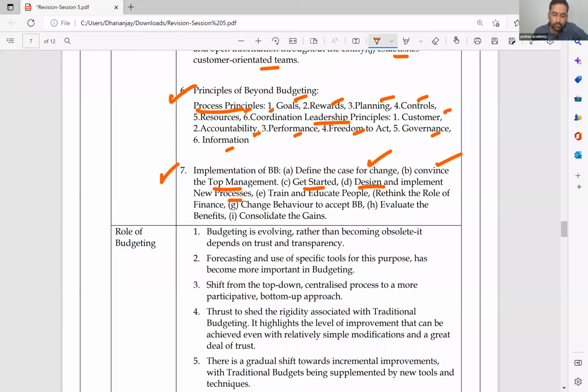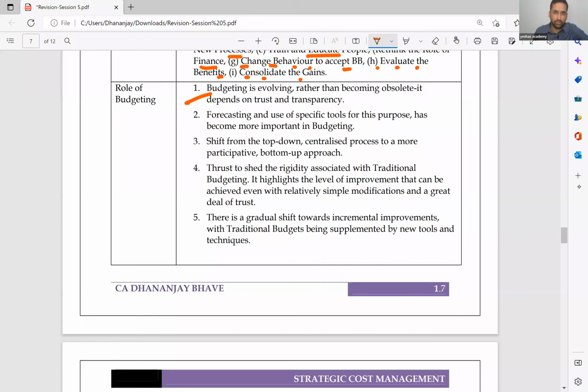Role of budgeting. Budgeting is evolving rather than becoming obsolete. It depends on the trust and transparency. Forecasting and use of specific tools for this purpose has become more important in budgeting. Shift from top-down centralized process to more participative and bottom-up approach. This is the trend that the top management will not decide what everyone should do.